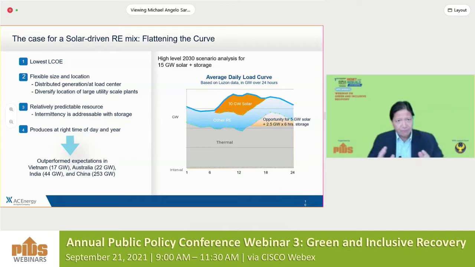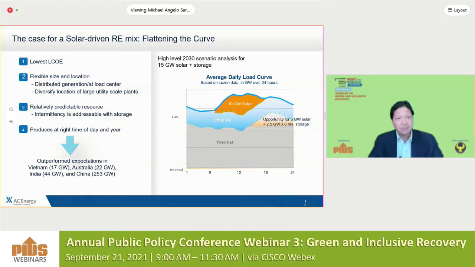Solar is very flexible. You can build solar practically anywhere, even rooftops, as we very well know. It's very predictable. And the intermittency, as I mentioned, can be addressed by battery storage. And it produces at the right time of the day and the year when we have peak demand. Peak demand in the Philippines is around 2 p.m. Also at 10 or 11 a.m., there's high demand, and that is when solar produces most. And during the year, during summer, between March to June, is also the peak demand in the Philippines, and that is when solar also produces most during the year.